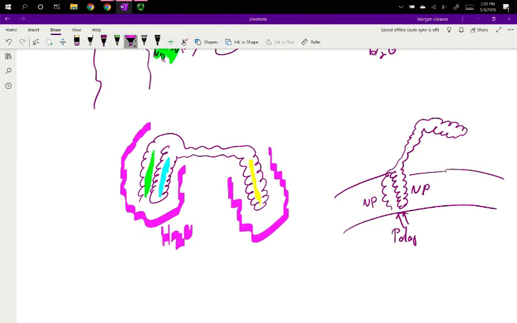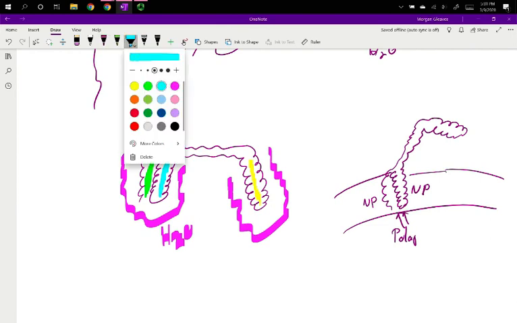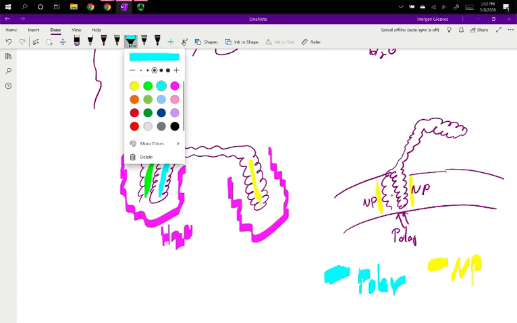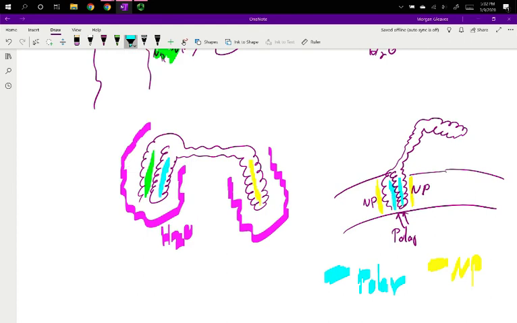So I'm going to color code it. Let's do blue is polar, and let's do yellow is non-polar. So we'd have some very non-polars on the outsides and some polar on the inside. Well, out here where there's water, so in the bloodstream, the outside needs to like water. So there's going to be a bunch of polar on the outside.